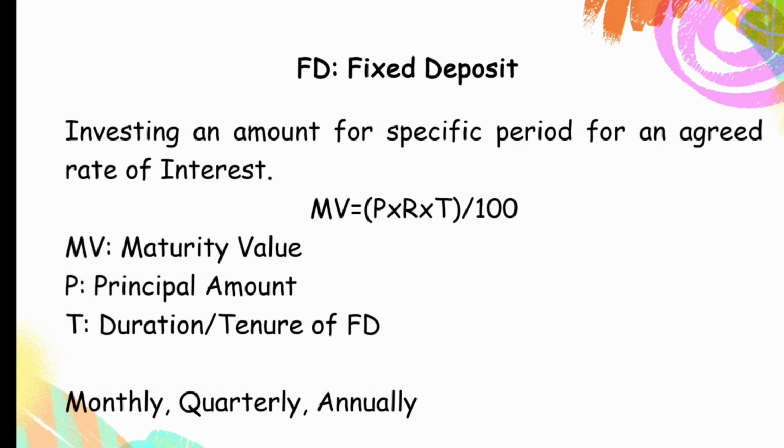And then fixed deposit, where you are investing a specific amount for an agreed rate of interest. That is the concept of FD, fixed deposit, and this is calculated by MV equals P into R into T divided by 100. MV is your maturity value, P is your principal amount, R is your rate of interest, T is your tenure or duration of the FD, and you divide by 100 and you will get the fixed deposit amount.